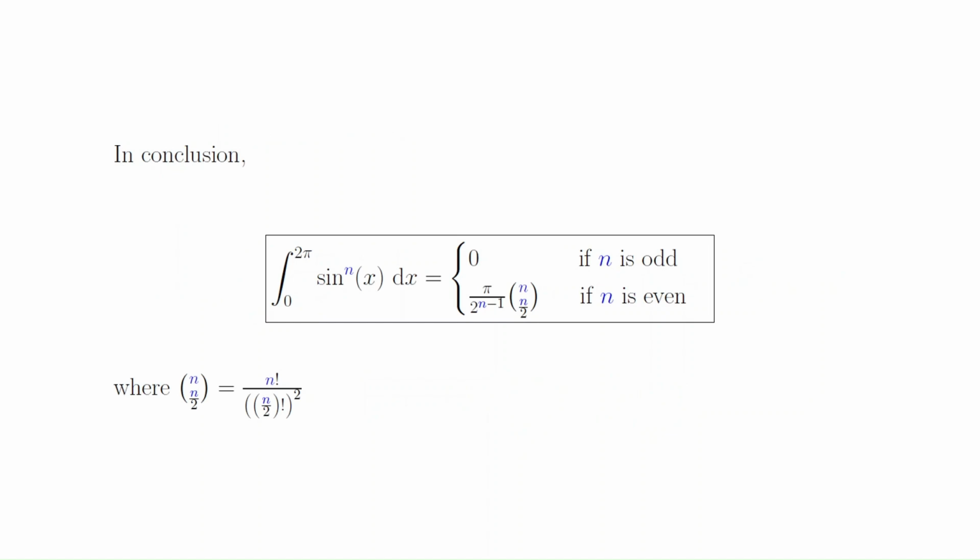To sum up, the integral of the sine to the power of n of x from 0 to 2 pi depends on whether n is odd or even. If it is odd, the integral is 0. If it is even, the integral is pi over 2 to the n minus 1 times n choose n over 2. And of course, if you wish, you may expand the binomial coefficient as n factorial divided by n over 2 factorial squared.